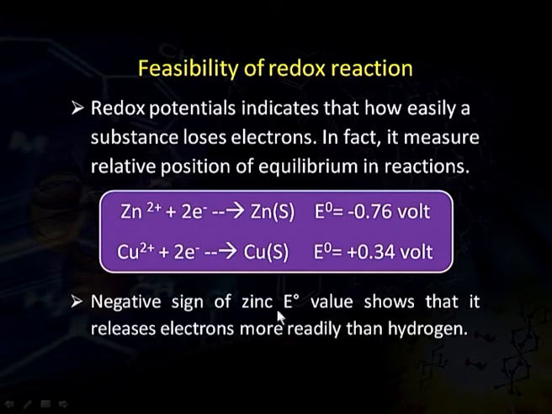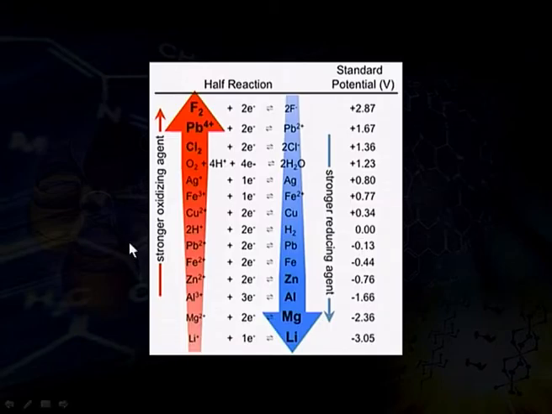The negative sign of the zinc standard electrode potential value shows that it releases electrons more easily than hydrogen. The positive sign of the copper standard electrode potential value shows that it releases electrons less readily than hydrogen. This is the sequence of elements arranged by the value of the standard electrode potential.